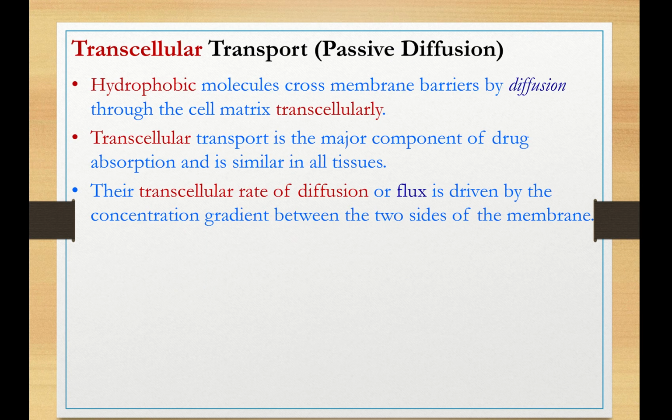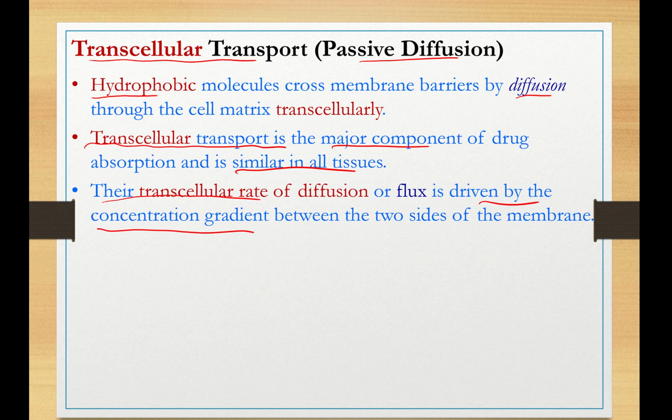Now let's proceed to transcellular transport. Obviously, this diffusion involves hydrophobic molecules. They cross the membrane barriers by diffusion. As we mentioned before, this is the major component of drug absorption and is similar in all tissues. And their transcellular rate of diffusion is driven by the concentration gradient between the two sides of the membrane. That's why we're going to spend a significant amount of time here to study this particular statement that I wrote here, to make sure that we understand what this concentration gradient is.